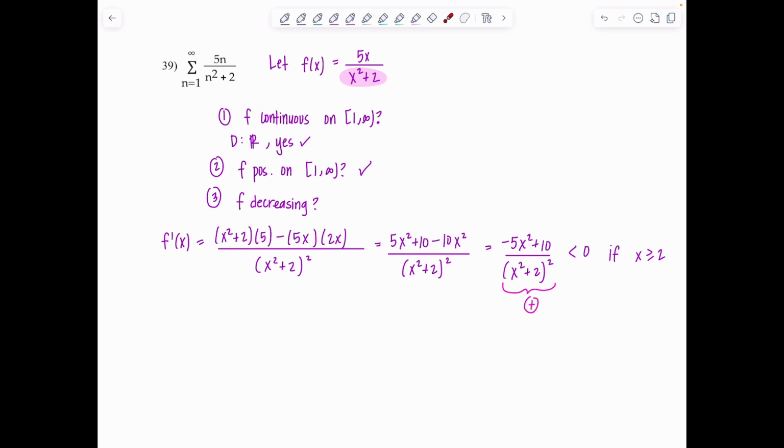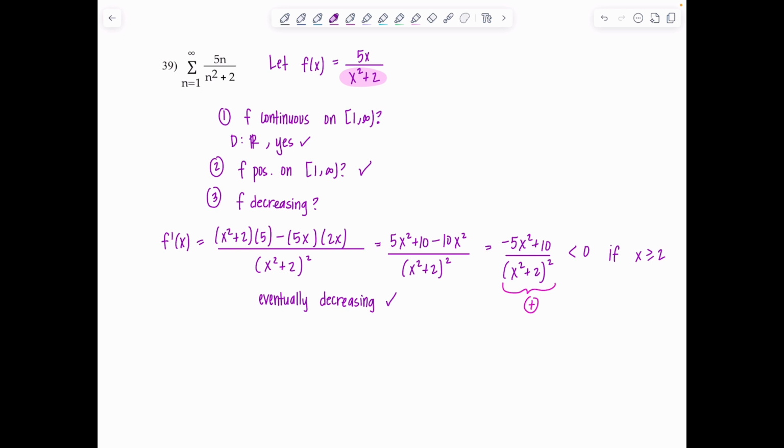So no, it's not decreasing on 1 to infinity. It's decreasing on 2 to infinity. And you know what? That's good enough for our purposes. That's eventually decreasing, and we'll take it. That's fine.